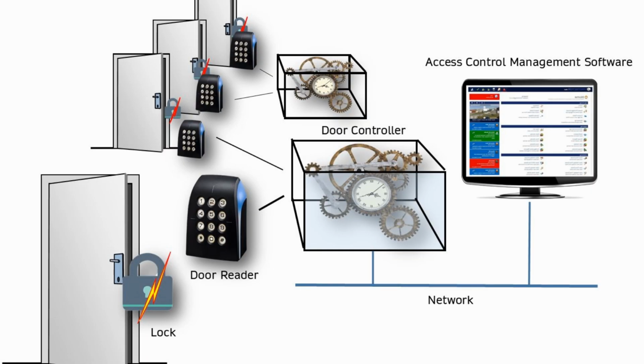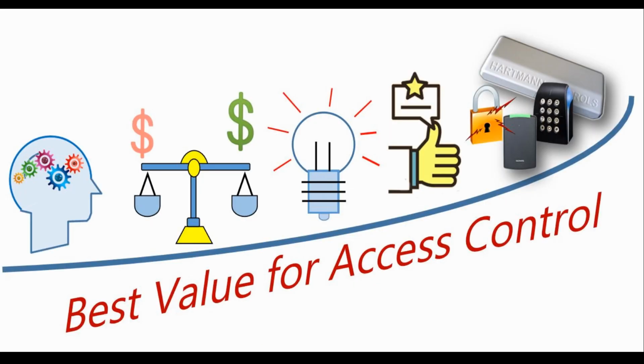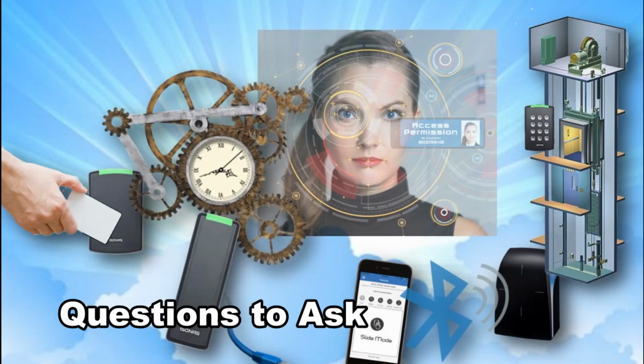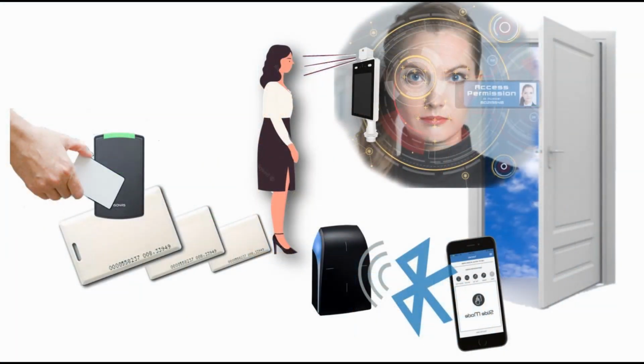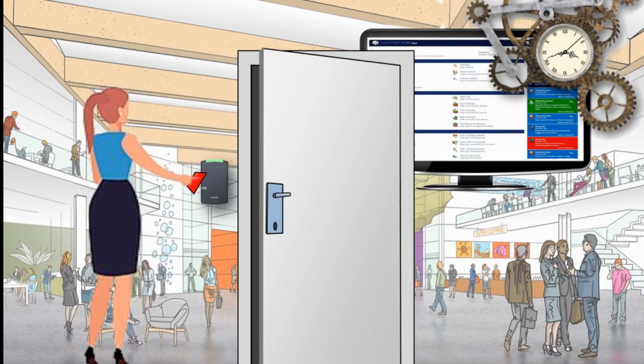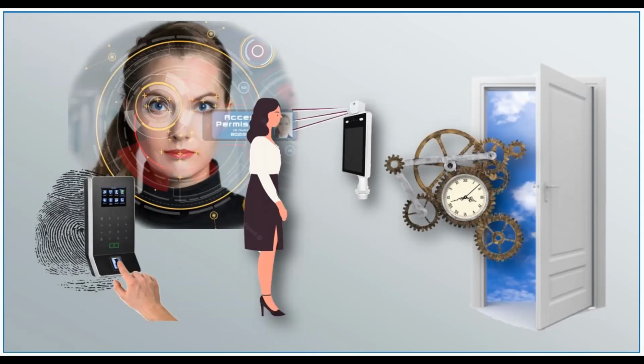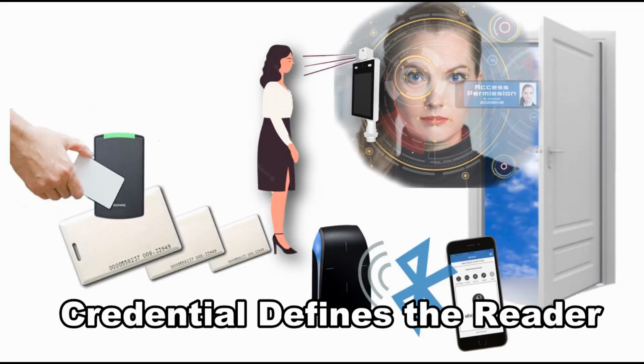Now that we know the components of the door access system, we can describe how you can select the best one for your application. The first step is to define what you really need. Here are some questions to ask that will help you determine your requirements. Let's start with the credentials that you would like to use because this will define the type of door readers you require. Do you want to use cards or key fobs, your smartphone, or a person's biometrics, like a fingerprint or a face recognition? Once you know the type of credential, you can select the door reader.